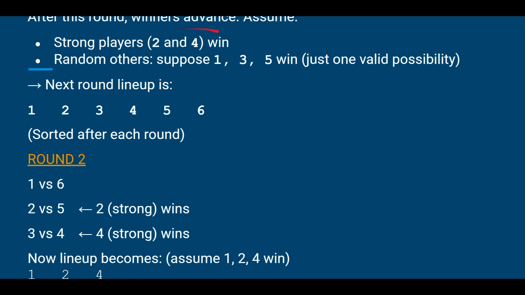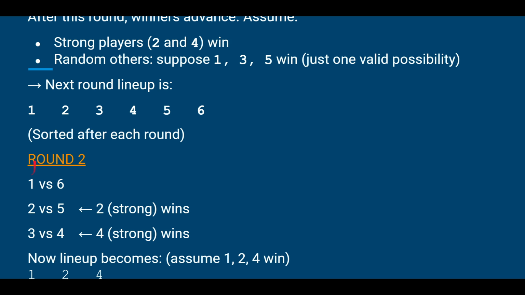After this round, winners advance. Assume that the strong players 2 and 4 have won, right? That is a win, and of the random other players, suppose 1, 3 and 5 win. Just God knows, right? 1 3 and 5. So in the next round, if we do the lineup, 2 and 4 will be there, right? And the rest of these will be there, right? So these will be put like this, right? And 6 we have already put here. So sorted after each round, this will look like this, right?